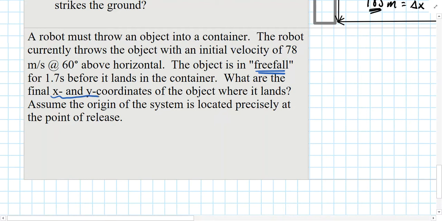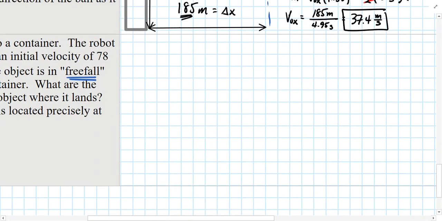So we would like to know what are the final x and y coordinates of the object before it lands, and we will assume that the origin of this system is located precisely at the point of release. So however this robot is throwing this ball or this object, the point at which it's released becomes the origin of this problem. So if we imagine an xy axis, I'll just kind of draw it right here. We're being told that this robot releases the object at 60 degrees with 78 meters per second of velocity.